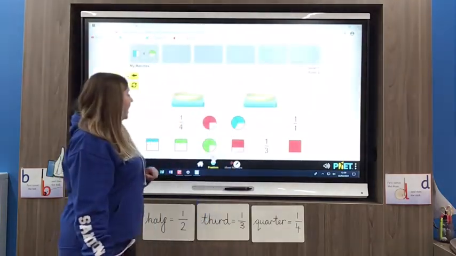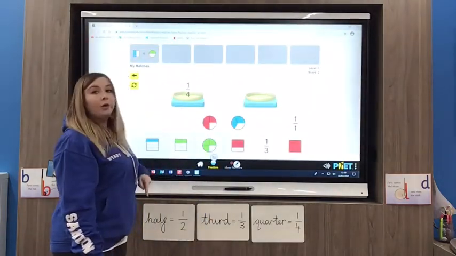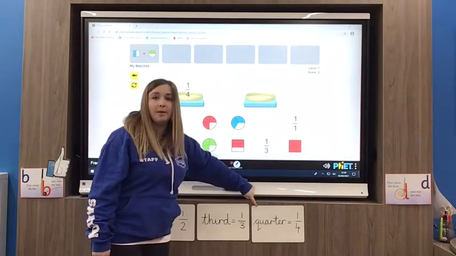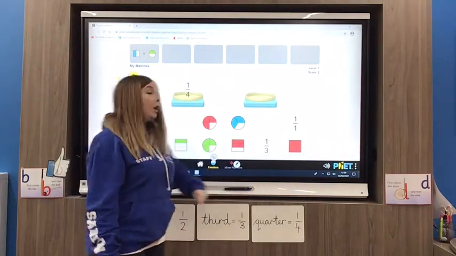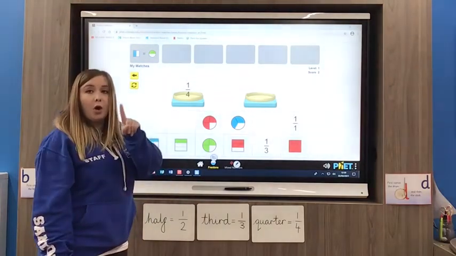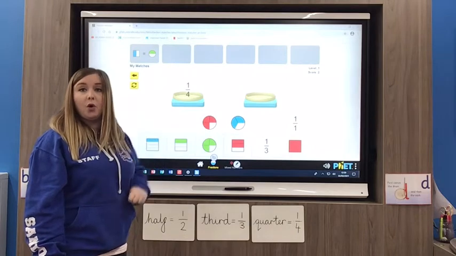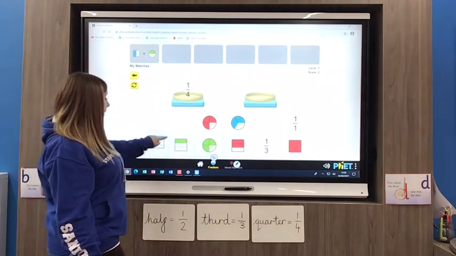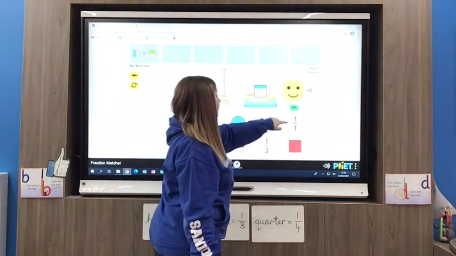Next one then, let's go for this one. 1/4, because remember when it's a 4 at the bottom we say quarter. So 1/4, can anybody spot where 1 out of 4 is shaded? That's this one down here. Well done if you spotted that.